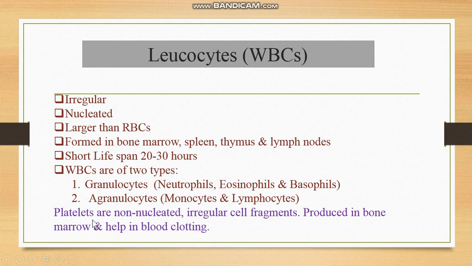Platelets are non-nucleated just like the RBCs, and irregular in structure just like WBCs. They are produced in bone marrow and help in blood clotting.